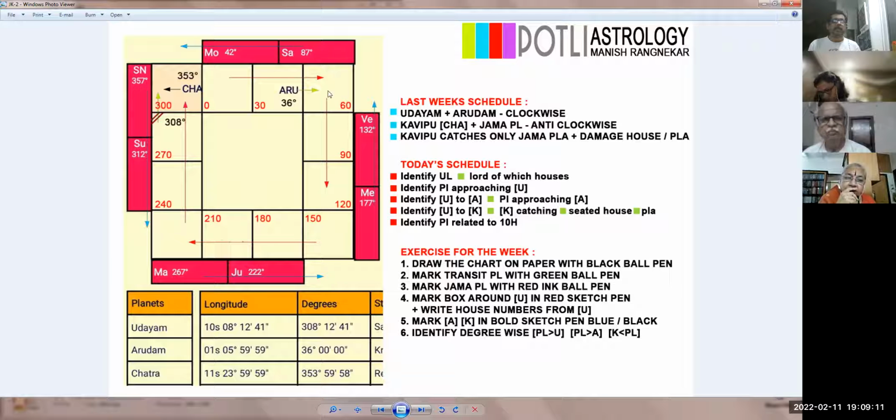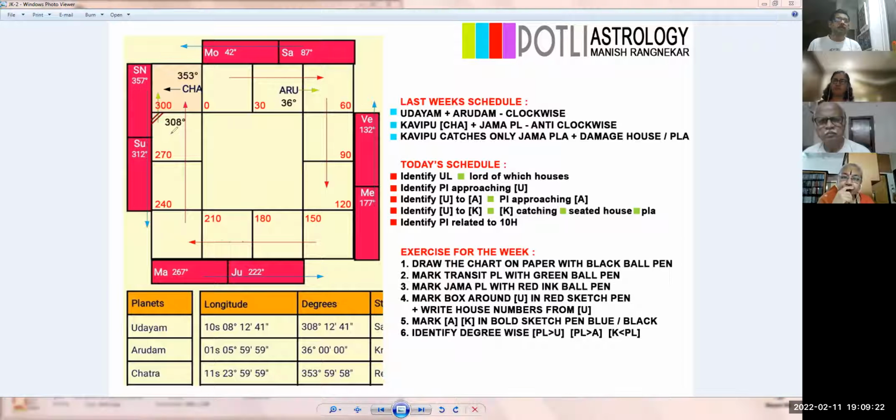So if Saturn is seated here, how many houses away? So 1, 2, 3, 4, 5. Okay, so 5. I think I'll do notations on the other one. So where all is it? Where it is seated here. Which houses does it rule? It obviously rules this house. It rules this house. Where is it seated? 87. It is here. So it is ruling this.